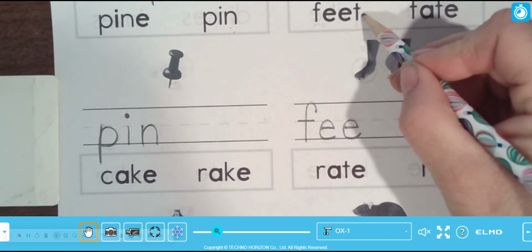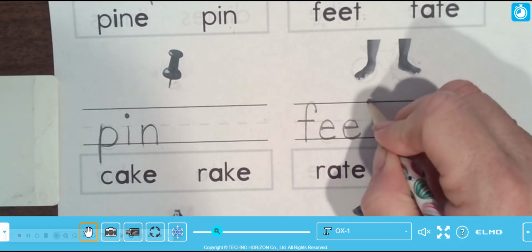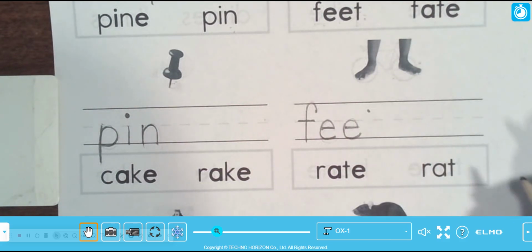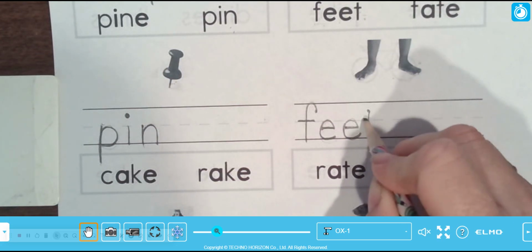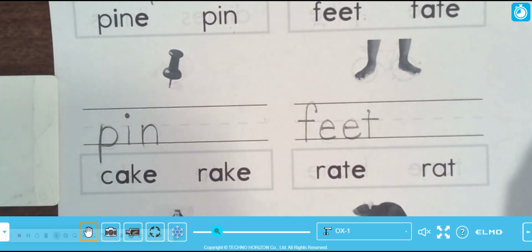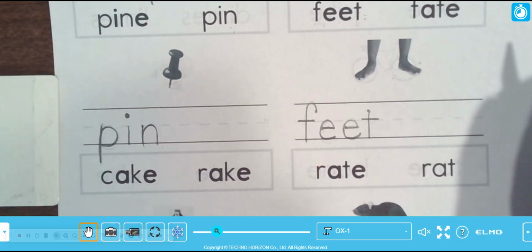Okay, then that T is a tall, so it doesn't start all the way at the top. It starts just under the top right there. But it's got to be above the dash line. So it goes straight down to the bottom and then cross at the dash line. That's the word feet.